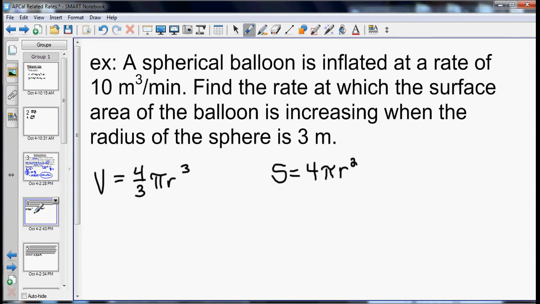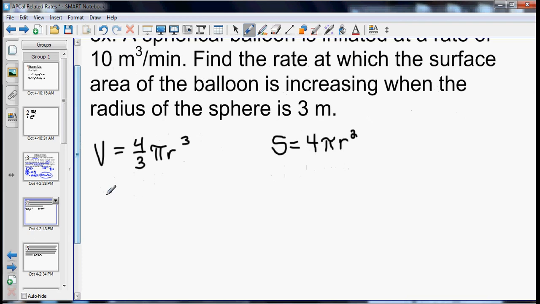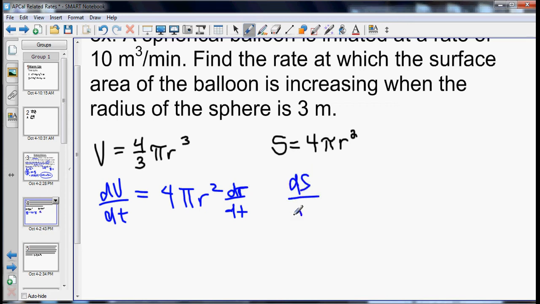So since we're talking about rates, I'm going to go ahead and take the derivative of both of these equations. Since we're using implicit differentiation, we'll write this as dV dt, and then 3 times 4/3, we get 4 pi r squared dr dt. And then over here, the derivative of the surface area is dS over dt is equal to 8 pi r dr over dt. So now that we have our equations and their derivatives, let's try to sort this out.